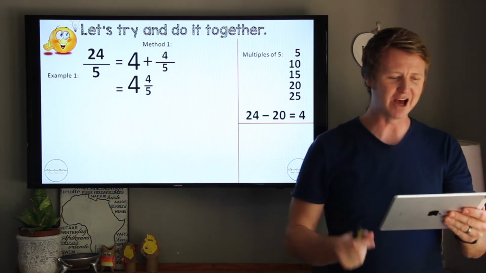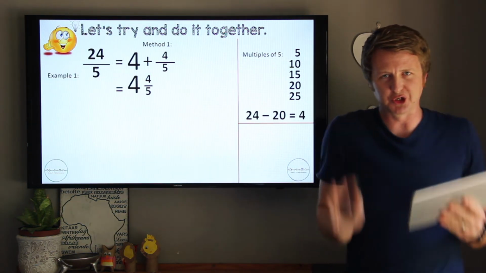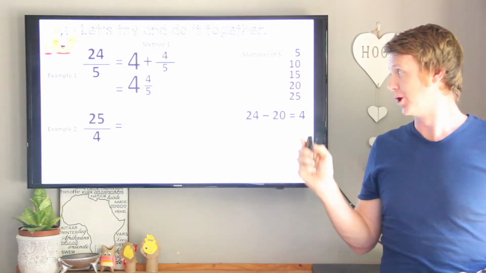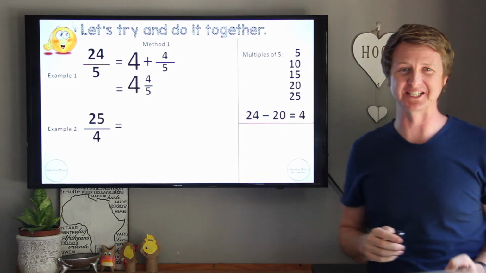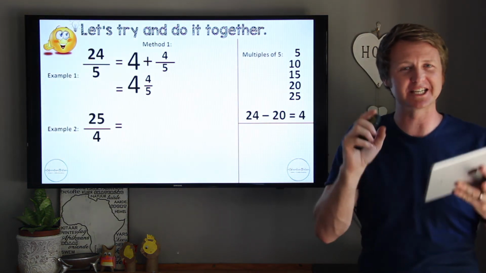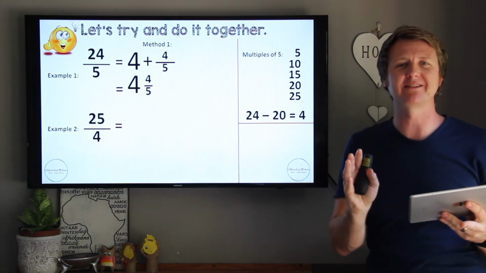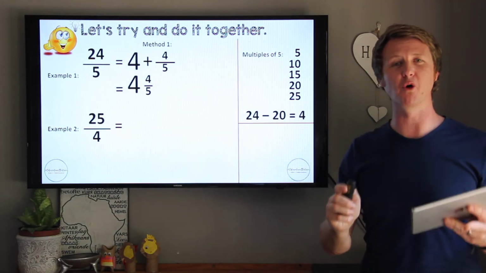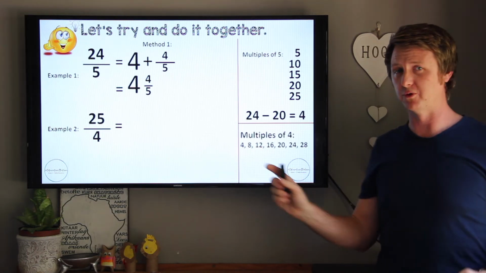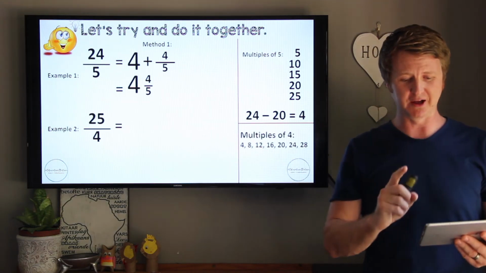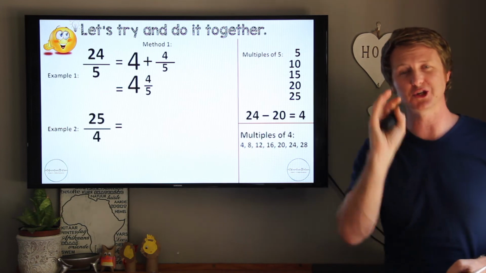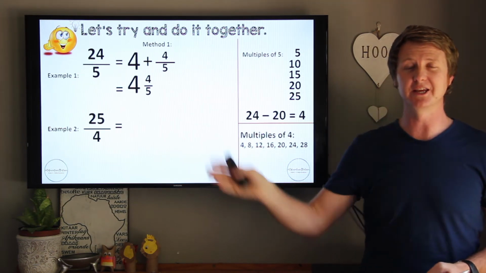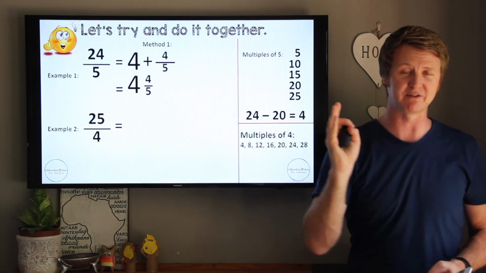So let's now look at example number 2. So we have 25. That's not what we have. We have 25/4. So now you're going to do the same thing. Step number 1, you're going to write down the multiples of 4. So we know that the multiples of 4 are 4, 12. It's not 4, 12. It's 4, 8, 12, 16, 20, 24, and 28. Always, as we've just mentioned, go past the amount that you have here, which is 25.